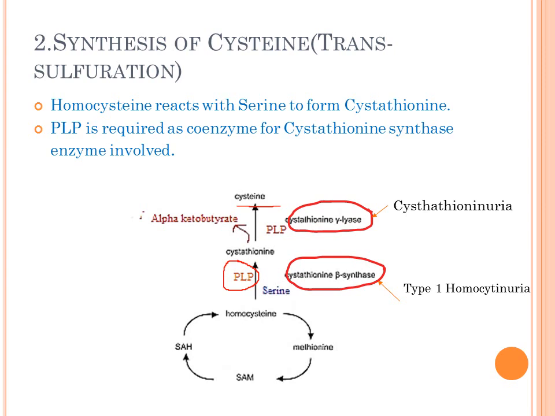Now, though you may not need to remember these reactions, it is important to note that there are defects related to both these enzymes which are utilized for the conversion of homocysteine to cysteine. So that is why it is important to know the pathway, so that whenever we discuss the disorders, we are able to understand them properly.